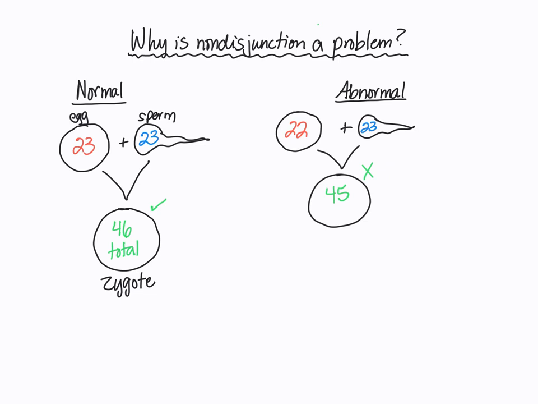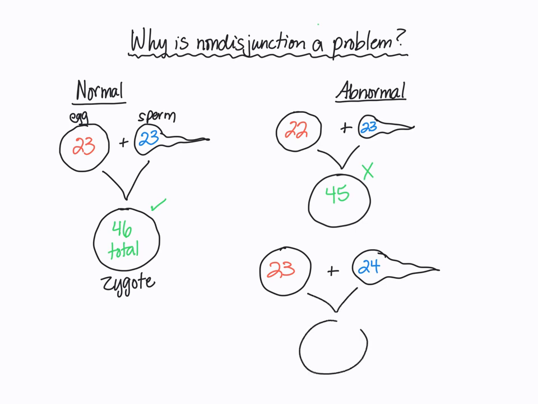Now, another possibility could be that the egg has a normal number of chromosomes. So let's say it's got 23 chromosomes, and it gets fertilized by a sperm that has an extra chromosome. And so now this sperm has 24 chromosomes. So now the resulting zygote is going to have an extra chromosome. So it's going to have 47 total chromosomes. And once again, that is a problem. If you have too many chromosomes, it's like you have too much information and the body doesn't know how to handle that.